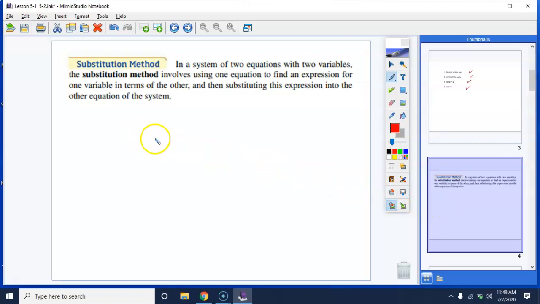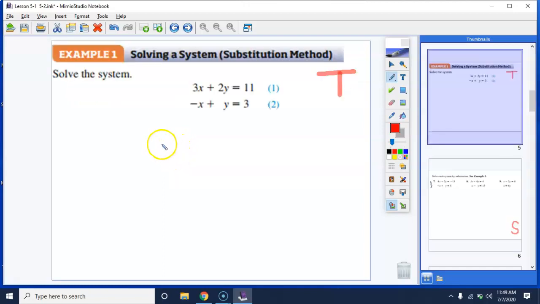Substitution means we are gonna get one of the variables alone and plug it into the other equation, and you can also see the long definition of it over here. But let's have a look at the example. It's gonna make much more sense. That's my first example. If you see T here, that's the teacher's turn, and the teacher will work on this one and show you how to do it. But when you see S there, it's the student's turn and you're gonna work on those.